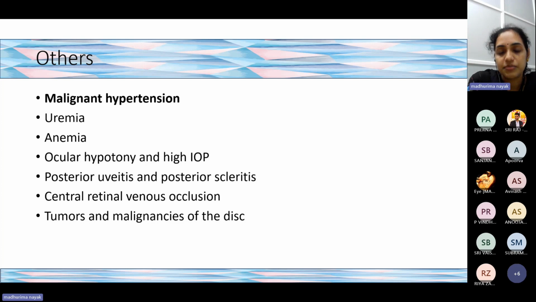Can someone in the audience give me one example of posterior uveitis that presents with bilateral disc edema? A very common one. VKH. Yes, VKH could have. Very good. Then central retinal venous occlusion and papillophlebitis, and tumors and malignancies of the disc.